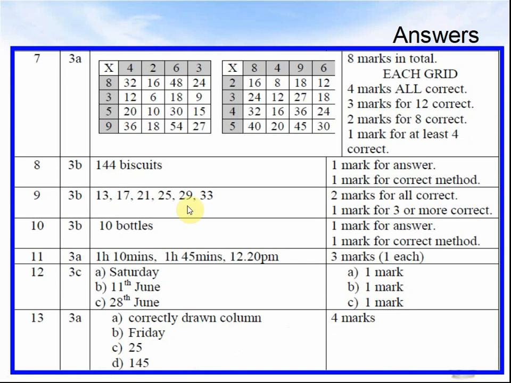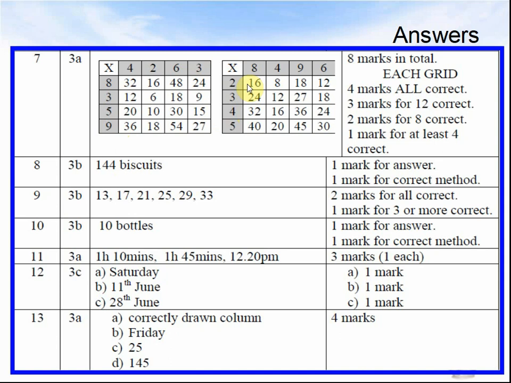7. This is how the grid came. 8 times 4, 32. 8 times 2, 16. 8 times 6, 48. 8 times 3, 24. 3 times 4 is 12. 3 times 2 is 6. 3 times 6 is 18. 3 times 3 is 9. 5 times 4 is 20. 5 times 2 is 10. 5 times 6 is 30. 5 times 3 is 15. 9 times 4 is 36. 9 times 2 is 18. 9 times 6 is 54. 9 times 3 is 27.